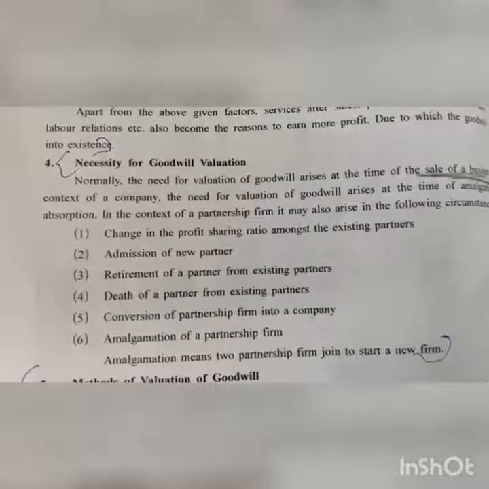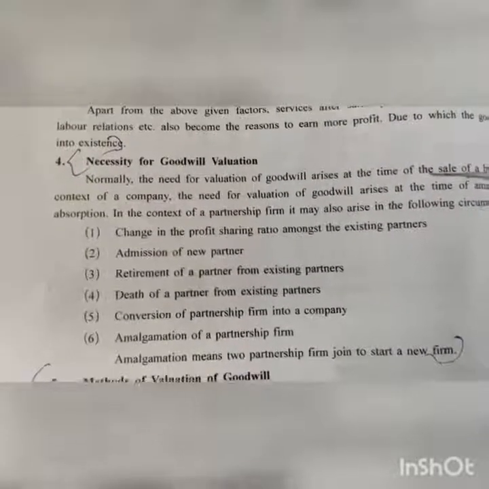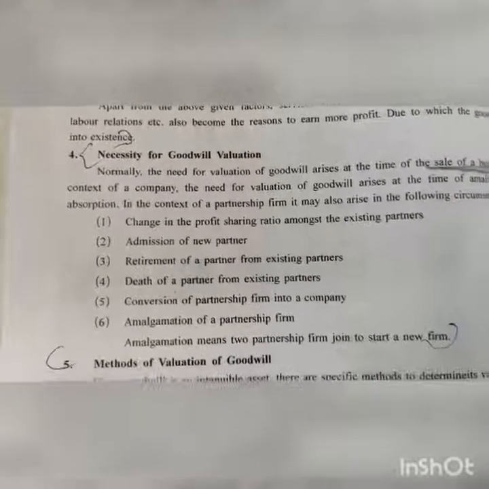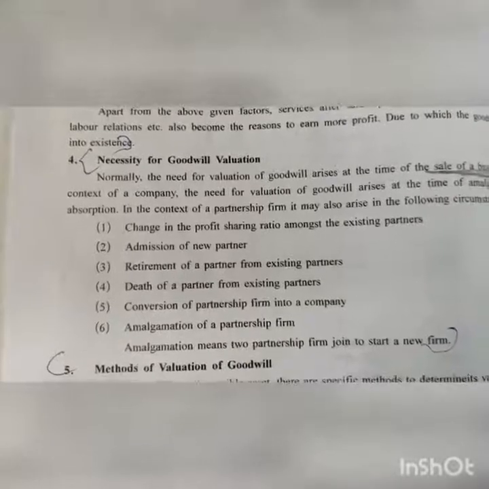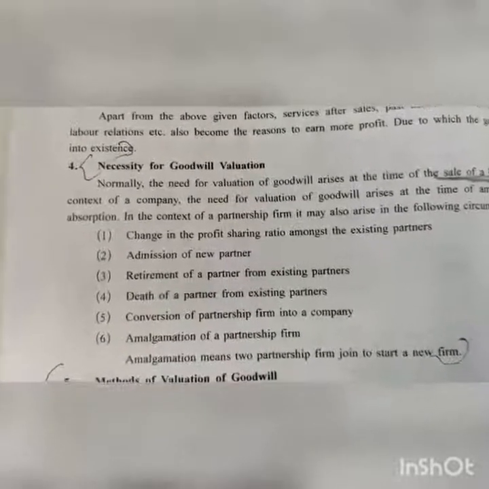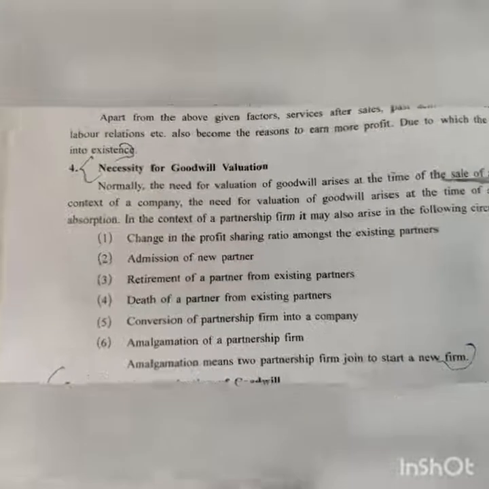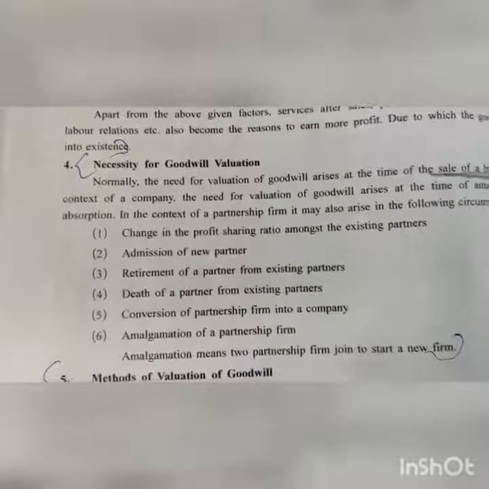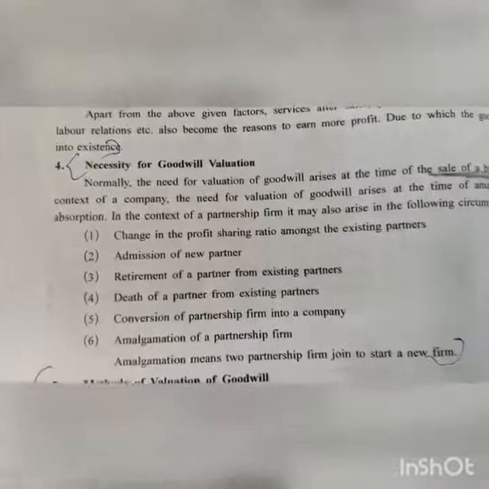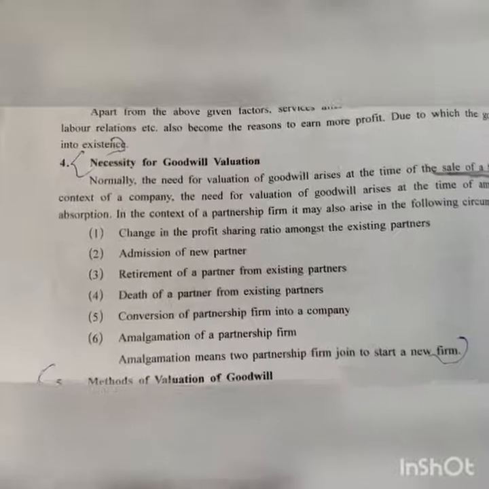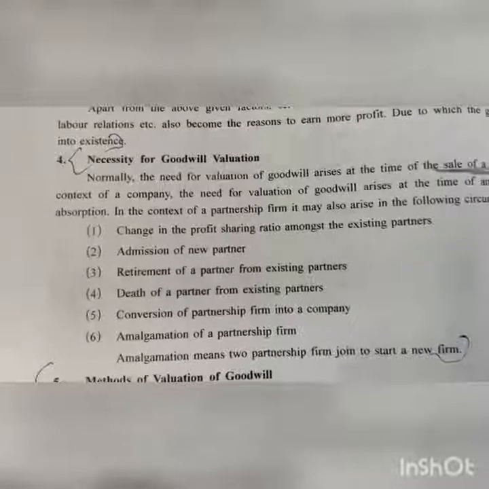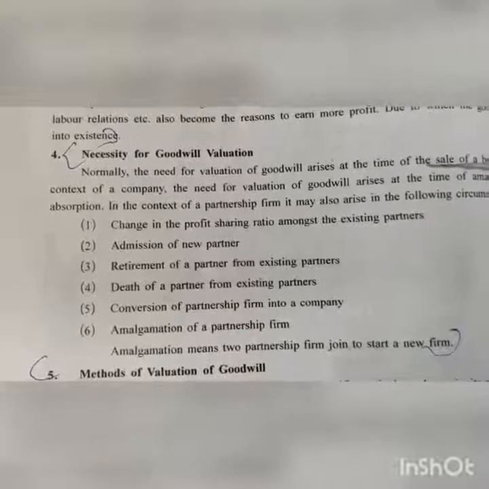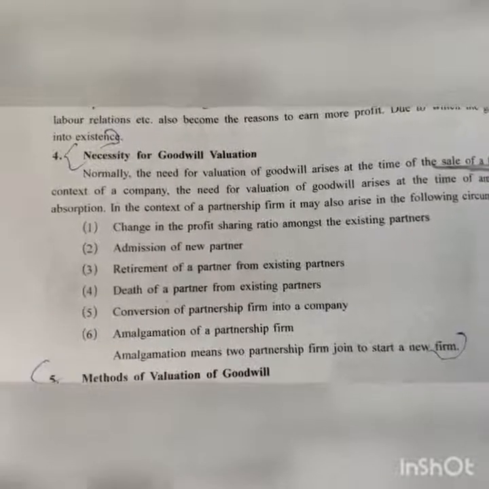Second, admission of a new partner. Suppose there are 2 partners A and B, and a new partner C is coming into the business. Suppose the business has been run for the past 5 years. So what is the value of goodwill built up till 5 years? That amount of goodwill you will charge from the new partner, because he is coming to a ready-made business which was started 5 years back. He is coming now in the 6th year. So for whatever reputation you have created till 5 years, you will charge the amount of goodwill from the new partner, and for this purpose there is a need to find out the value of goodwill.